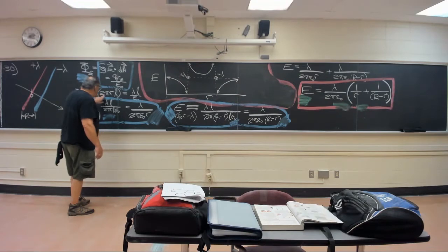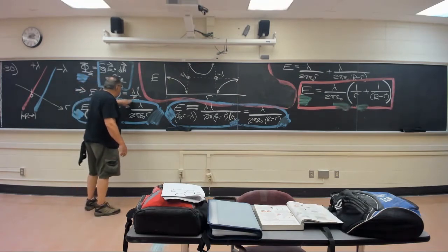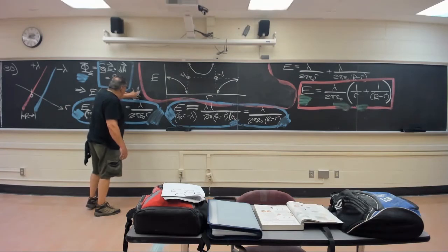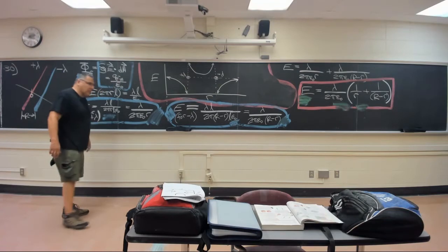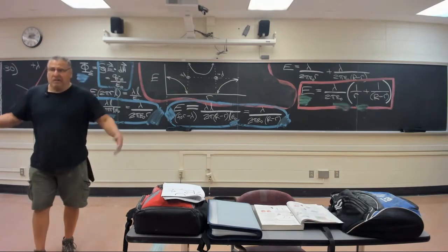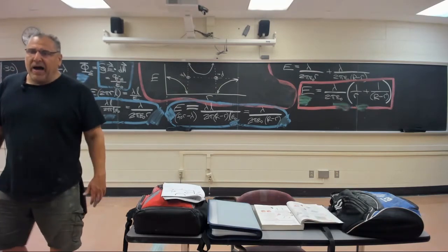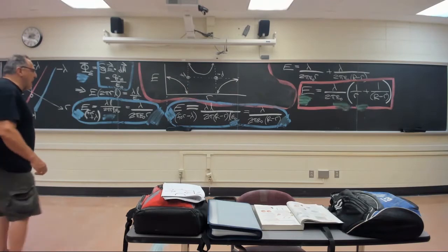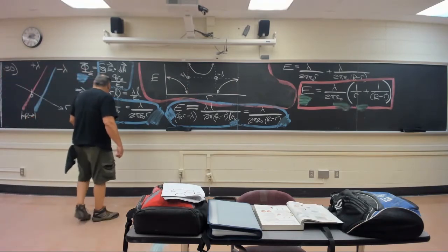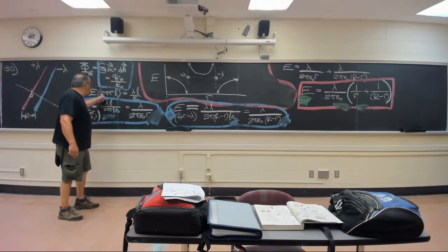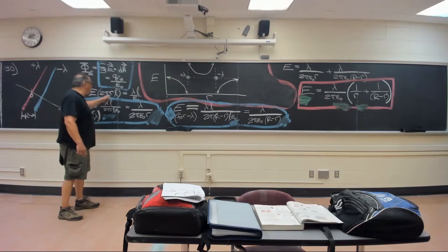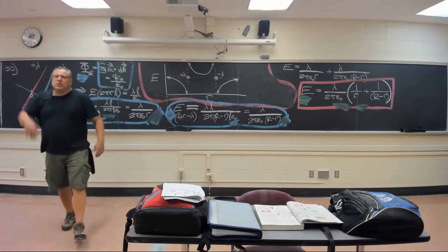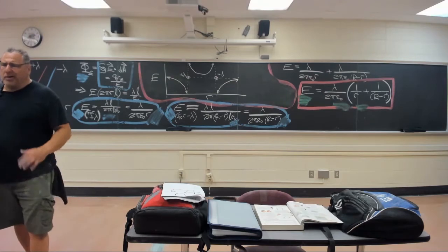E times 2 pi r L equals Q over epsilon naught. Well, lambda times L is Q, by definition of what lambda is. What's lambda? Lambda is Q over L. Multiply by L on each side, and you've got Q equals lambda L. Divide by 2 pi r L on each side. How long is the length? Make it as long as you want to make it. Very long or very short, it doesn't really matter.